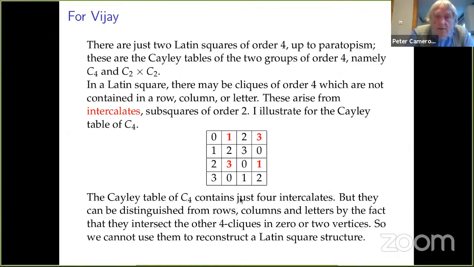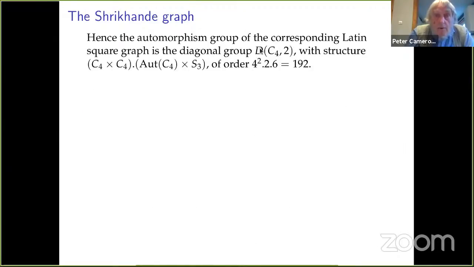So if we want to reconstruct the diagonal structure, we can't use these intercalates. The cliques we have to use must be rows, columns, or letters, because we need a row and a column, for example, to intersect in 1. And we wouldn't be able to do that if we tried to use intercalates. So that means that in the case of the cyclic group of order 4, we can uniquely reconstruct the diagonal structure from the graph, and therefore the automorphism group of the graph is the diagonal group, D(C4, 2), and there's a general formula for the order of that group, and it turns out to be 192.